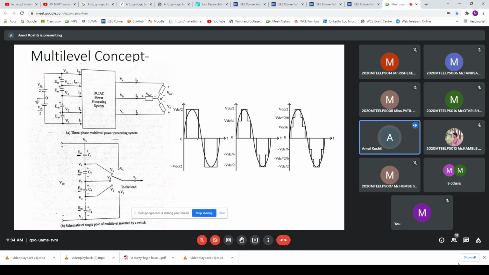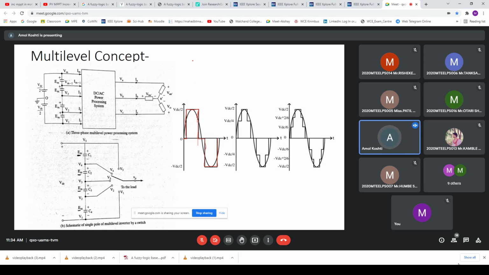So this is the two-level output. This rectangular part is actually the output of the inverter. The output of the inverter is always produced in rectangular form, not directly in sinusoidal form. After connecting the filter circuitry, we remove the unwanted part from this rectangular form, and we then get the sinusoidal wave.